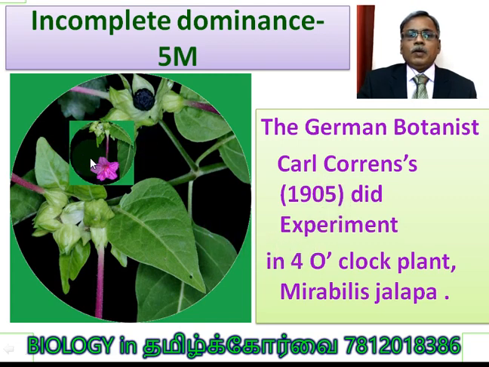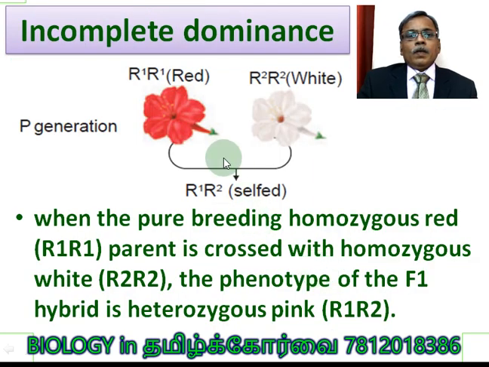So this is the flower, the 4 o'clock flower. It's a seed, and the plant is a herb, the 4 o'clock plant, and its scientific name is Mirabilis jalapa. Here you can see the two colored flowers. One is red with the genotypic symbol capital R1, and for white the genotypic symbol capital R2. This is the parental generation, where the genotypes are homozygous: R1R1 and R2R2.